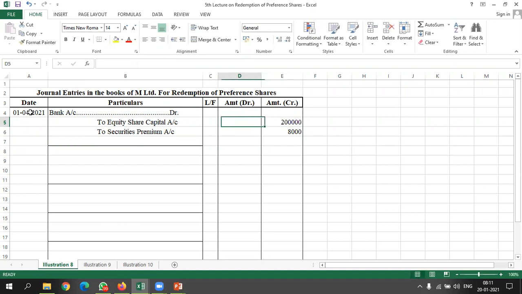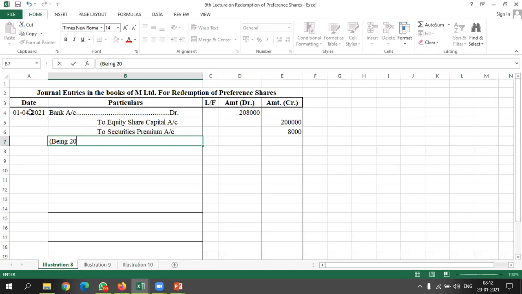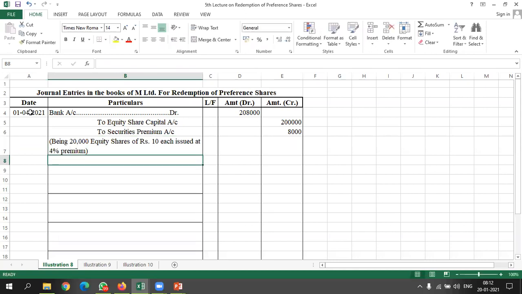8,000. So total how much cash are we getting? 2 lakh 8,000. And the narration will be: being 20,000 equity shares of rupees 10 each issued at 4% premium. Okay. Now my second entry will be of transfer.